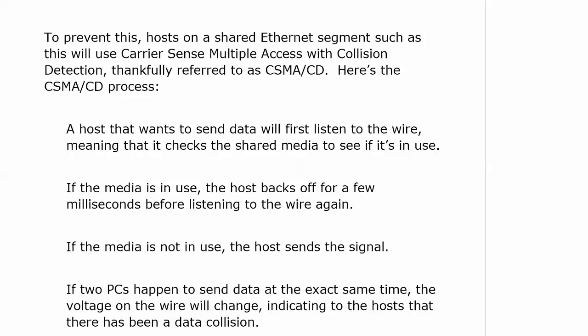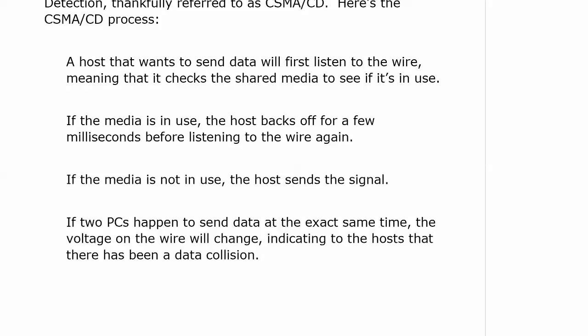If a host wants to send data, and again this is on a shared Ethernet segment, it does what we call listening to the wire. And all it's doing is seeing if the shared media is in use. Does it detect a signal that indicates that another host is sending data? If the media is in use, the host is going to back off a few milliseconds and then listen to the wire again. If the media is not in use, as you would expect, the host then sends the signal. Now, if two PCs happen to do that at the exact same time, the voltage on the wire actually changes. And it indicates to both of those hosts, hey, you know that stuff you just sent on the wire, it collided with somebody else's stuff.